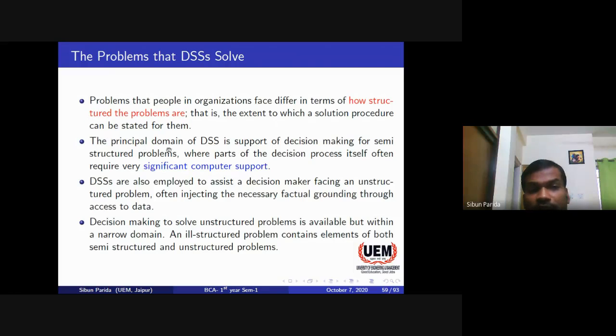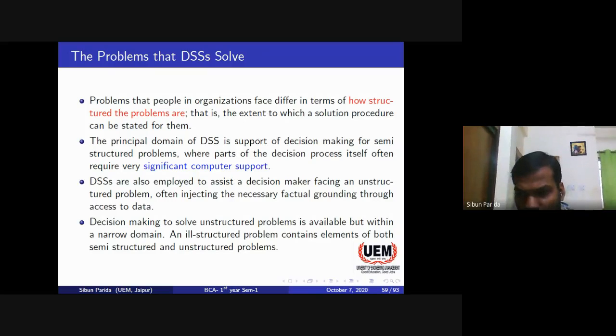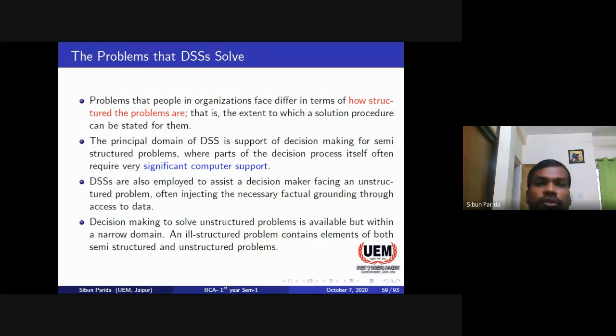So the principal domain of decision support systems is support of decision making for semi-structured problems, where the computer's role is significant. Decision support systems are also employed to assist a decision maker facing an unstructured problem, often injecting the necessary factual grounding through access to data. Unstructured data means data which is not stored collectively. When we store information in a database, that is called structured data. If the information cannot be stored that way, that is unstructured data.